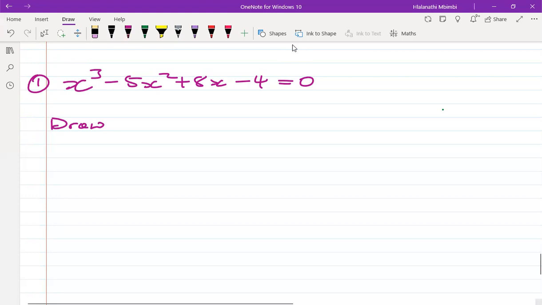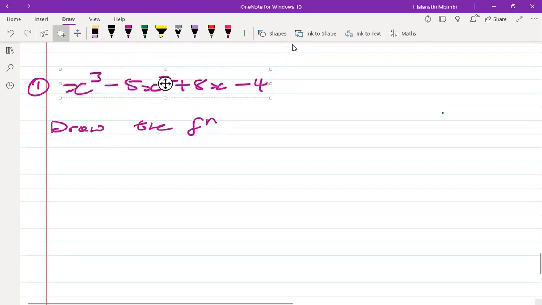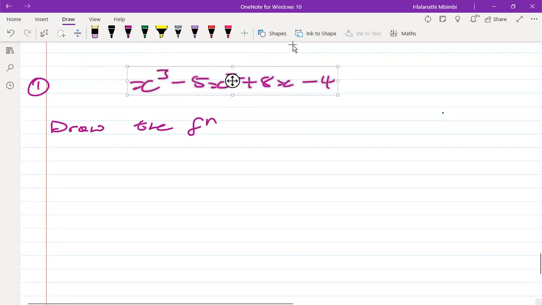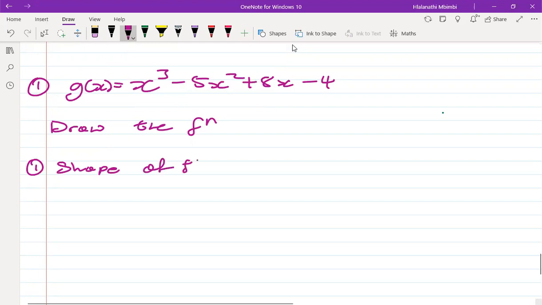Okay, anyway, our attempt here is to draw the function. Why did I give the function like that? Okay, it's to draw this function. So this function is given by g of x is equal to that. So we have to draw this function. Number one, we need to find the shape of the function. So we're basically going to look at the value of a, if a is greater than 0 or a is less than 0.